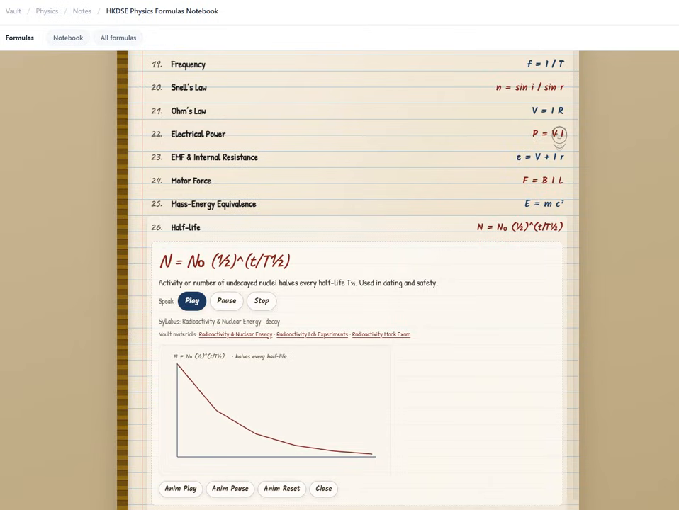Half-life, N equals N0 times 1/2 to the power t over half-life. Activity or number of undecayed nuclei halves every half-life, t 1/2. Used in dating and safety. The count halves every half-life.